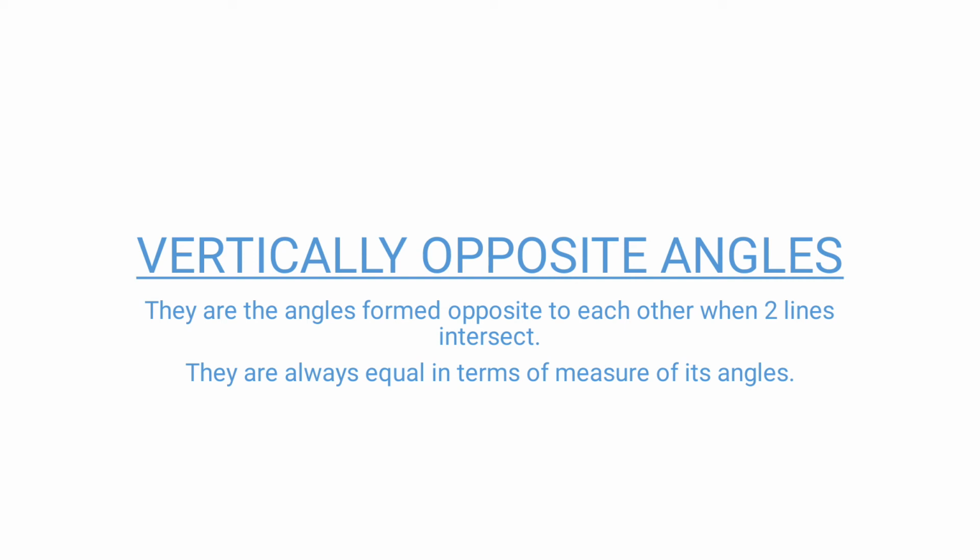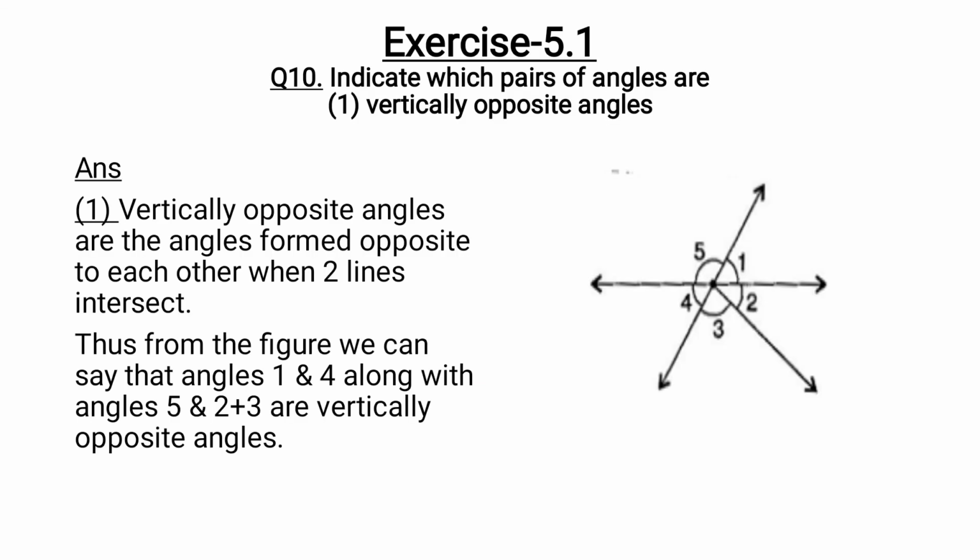Now, what do we mean by vertically opposite angles? Well, they are the angles formed opposite to each other when two lines intersect. They are always equal in measure. So, let us understand this with the help of question 10. Indicate which pairs of the angles are vertically opposite angles in the given figure.